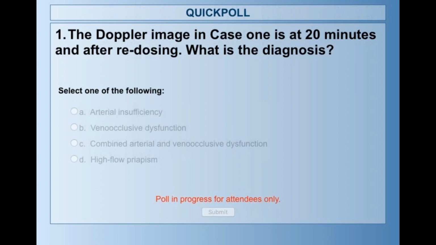I should have some music in here. Does anybody have any good penis music? I don't have any. Okay, we're up to about 40%. Okay, I'm going to go ahead and close this.